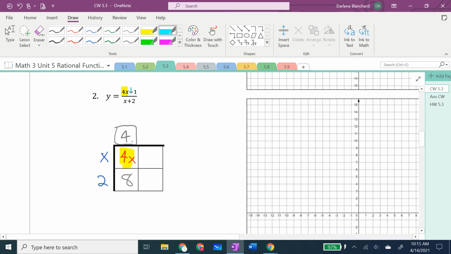And then, in order to get 4x minus 1 inside the boxes, I have to figure out what I add to 8 to make negative 1. And you're all thinking about it and going, oh, I know. What is it? Is that what you're getting? Negative 9? All right.